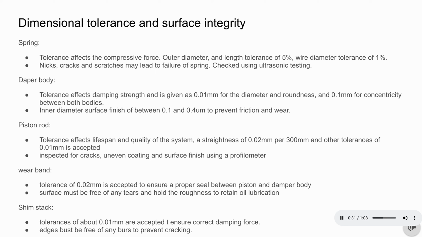For the piston rod, tolerance affects the quality of the system. A straightness of 0.02 millimeters per 300 millimeters and other tolerances of 0.01 millimeters is accepted. Its surface is inspected for cracks, uneven coating, and surface finish using a profilometer.